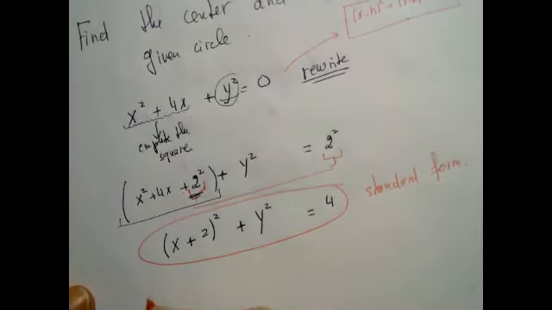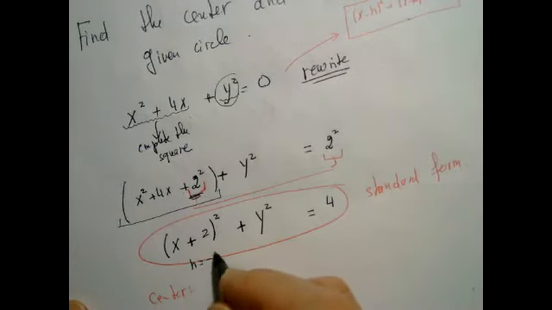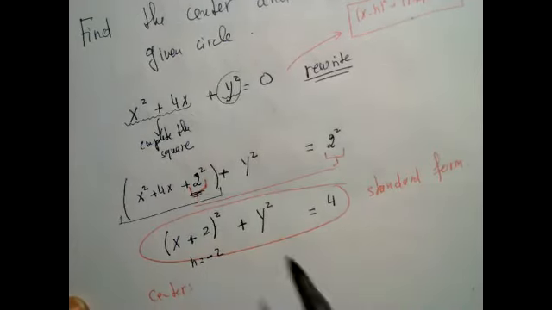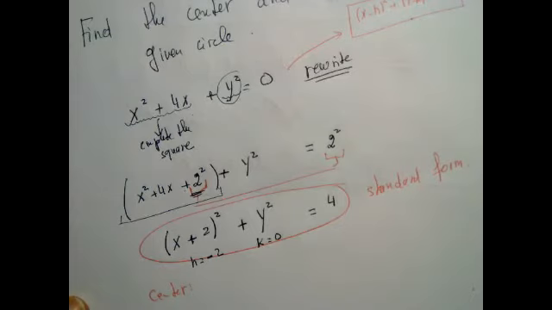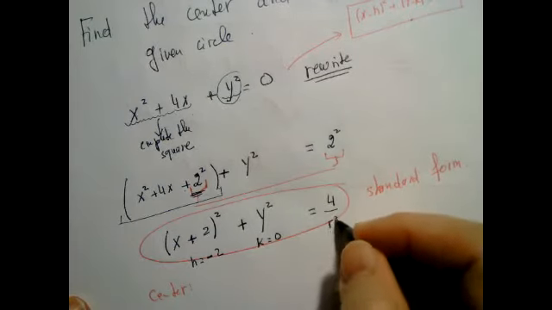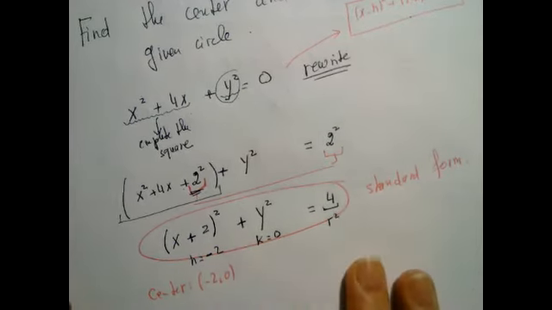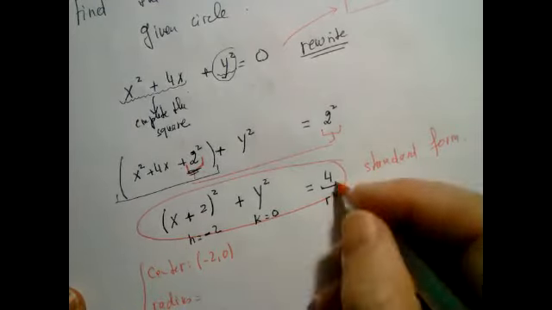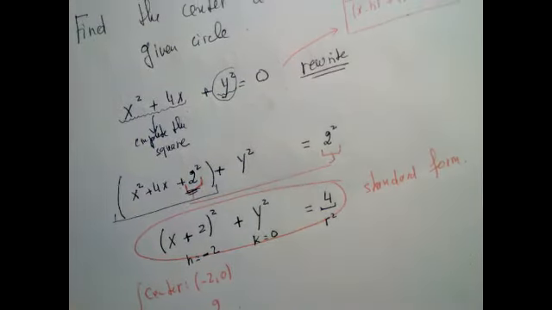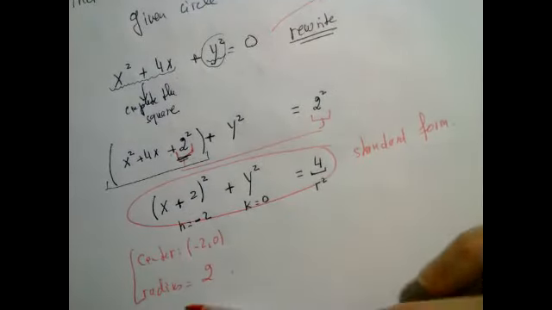So now let us look at the center. I need the h and I need the k. From this, I know that my h is -2. And from here, because this is not multiplied by anything, the k is 0. And this is my radius squared. So now the center is going to be -2, 0. And my radius is going to be the square root of 4, which is equal to 2. It means that this equation represents a circle centered at -2, 0, and with radius 2.